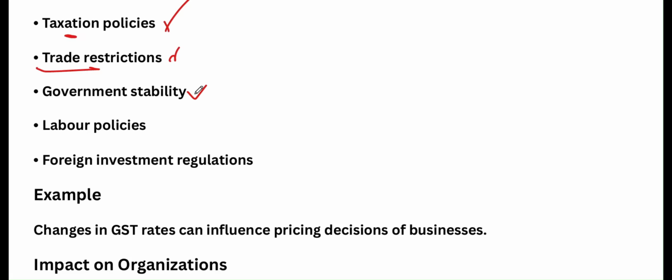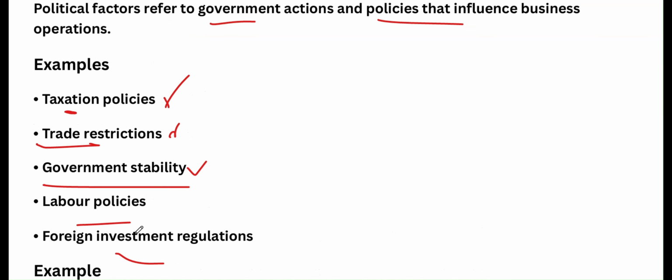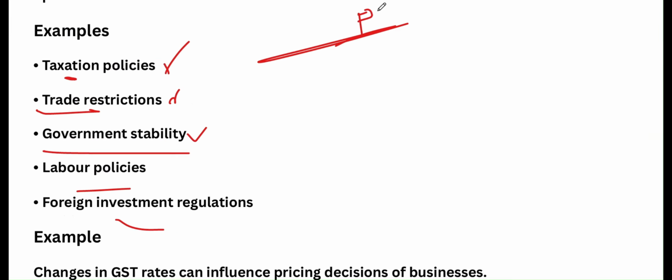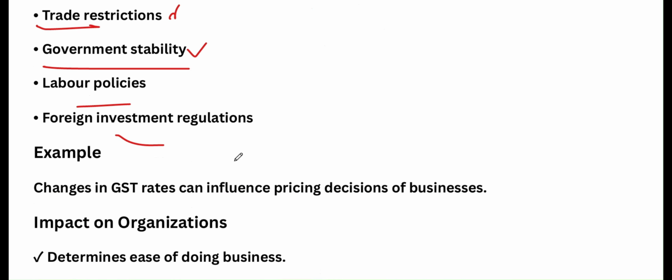Then government stability, if the government is stable or not. If there is an unstable government, the rules and regulations are going to be changing every day, and it affects the organization performance. Labor policies, foreign investment regulation. So these are some of the examples which come under political factors. In PESTLE, the first letter is P. P stands for political factors. In political factors, what will come? The examples are taxation, trade restrictions, government stability, labor policies, foreign investment regulations.